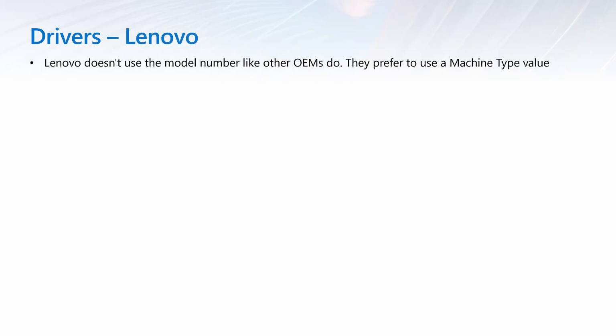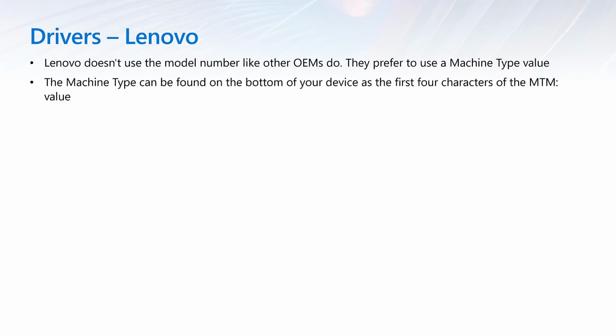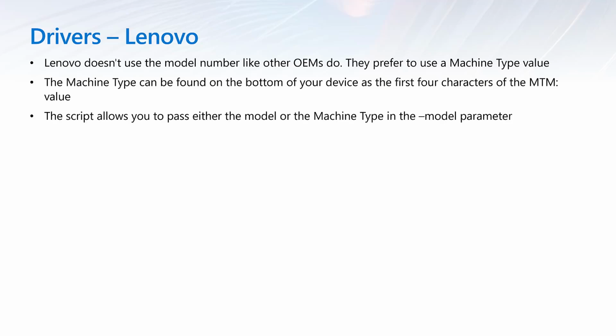Okay, so with Lenovo, like I mentioned earlier, Lenovo doesn't use model numbers like other OEMs do. They prefer to use machine types. The machine type can be found on the bottom of your device as the first 4 characters of the MTM. I'm assuming that is machine type. I don't know what the M is, maybe it's a model or some other value. But you should see something on the bottom of your device that says MTM, and then there's this long string. It looks kind of like a serial number.